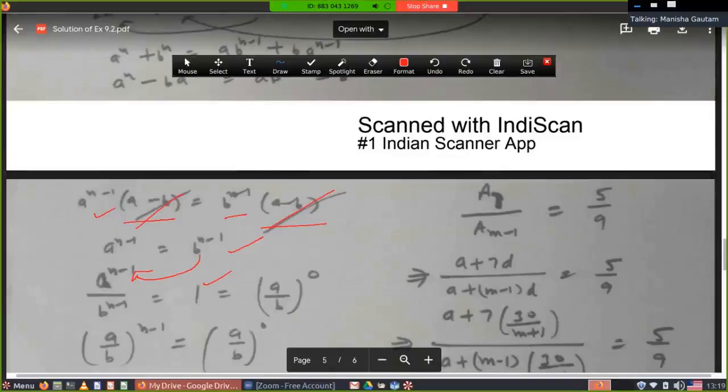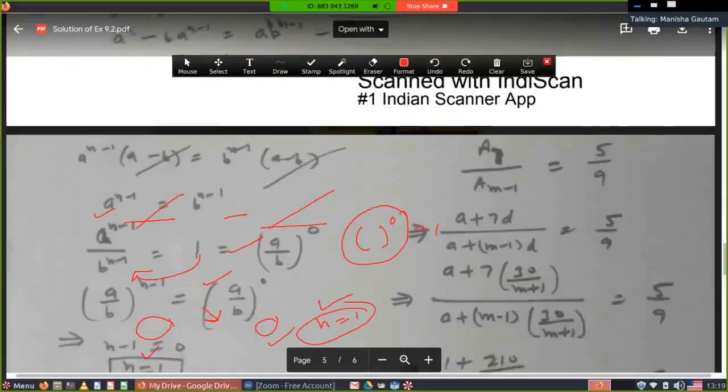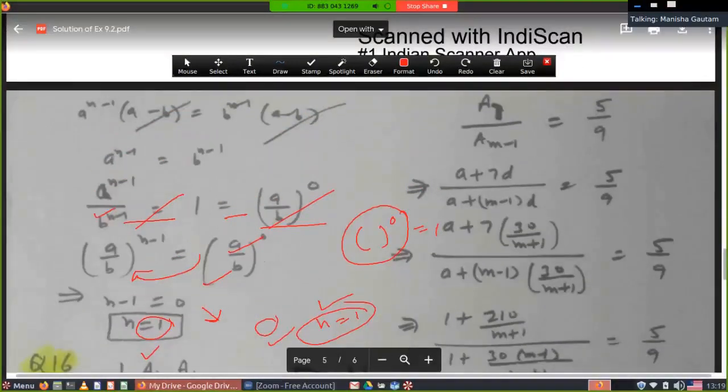The requirement of the question is what? Whenever any number has power 0, you get the answer equal to 1, because you have to compare the powers in this case. So that's why 1 can be written as a by b whole power 0. Here it is a upon b to the power n minus 1 on the left hand side, and 1 can be written as a upon b whole power 0. So what? When the bases are equal, the powers should be equal. So n is equal to 1. The value will be equal to 1. It is written.